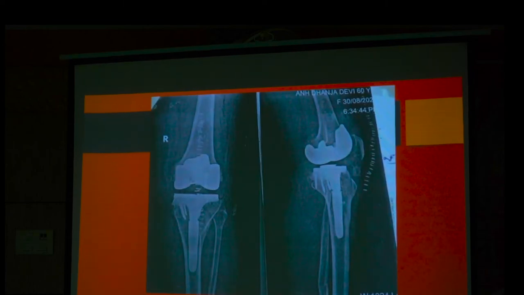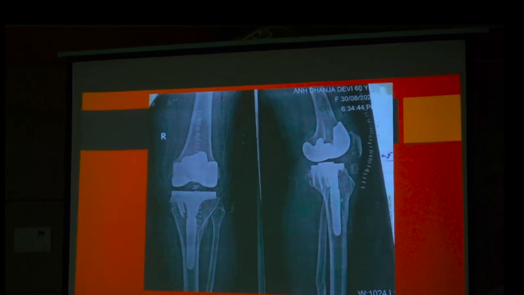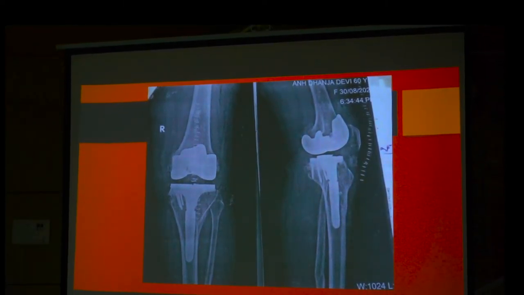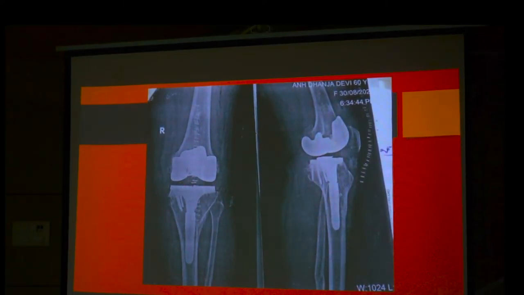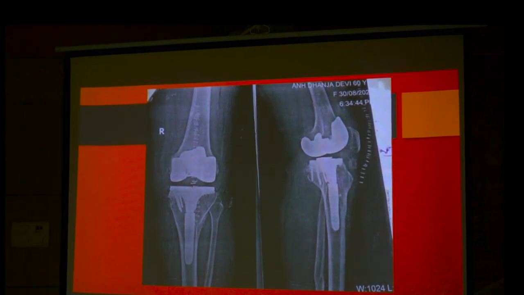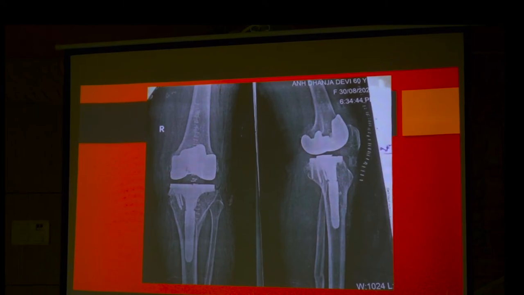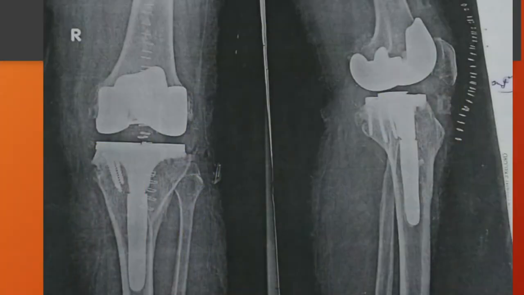So this was one side and this was the other side. So these are the different treatment modalities which we should follow for osteoarthritis of the knee. It's not that knee replacement is the only surgery. It should be done where it is indicated and it has wonderful results. But for every stage, there is a different modality and we should be following that. Thank you.